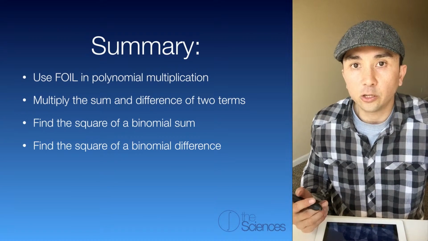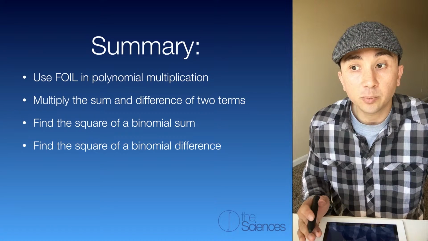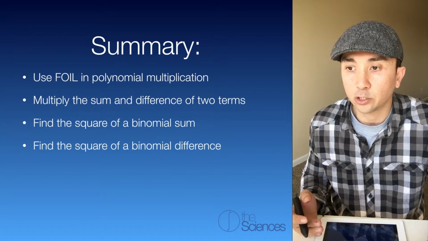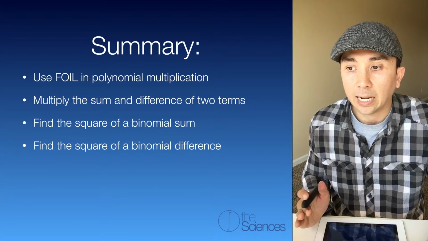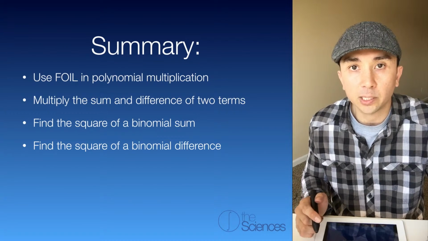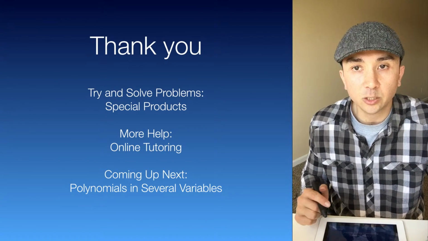So in this tutorial, you learned how to use the FOIL method in polynomial multiplication, how to multiply the sum and difference of two terms, how to find the square of a binomial sum, and how to find the square of a binomial difference. Now try and solve the problems in the special product workbook.